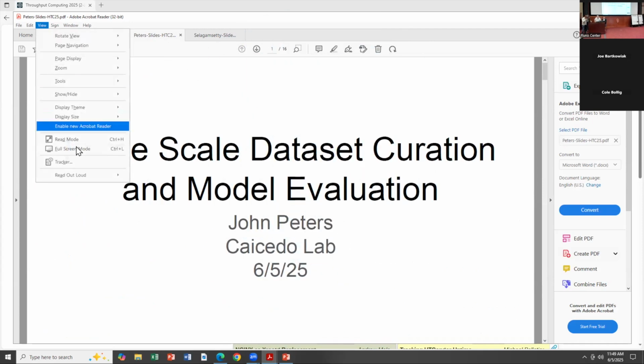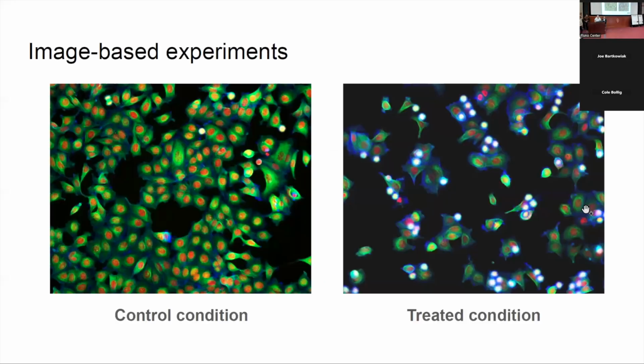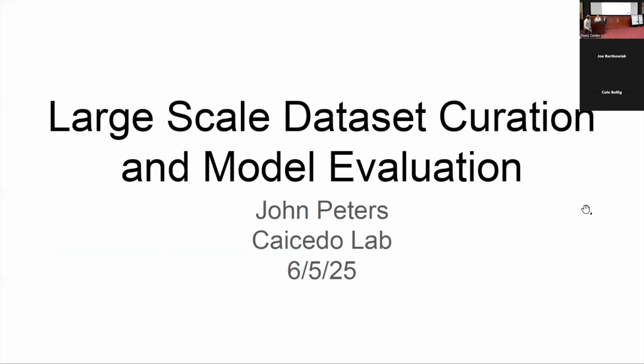So our next speaker is from Morgridge and Juan Caicedo's lab, John Peters. He's going to synthesize several things that have always been touched upon a little bit. So it's always interesting when earlier things come together. He's going to talk about AI, high throughput computing, and even a little bit of Snakemake.